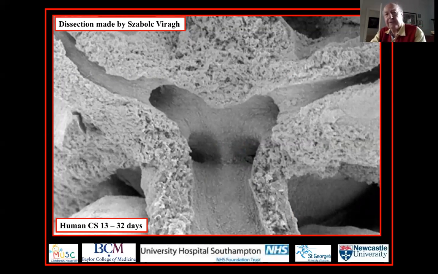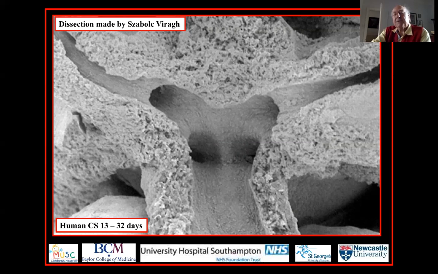by the aortic sac. This is a dissection of a human embryo that was made quite some time ago now by Szabolcs Virag. Sadly, Szabolcs is no longer with us, but he was an outstanding anatomist, embryologist, and he worked in Budapest. But when he made these dissections, he was working together with Wout Lammers when Wout himself was still working in Amsterdam. And Szabolcs has made this dissection, and it has been visualized using scanning electron microscopy.